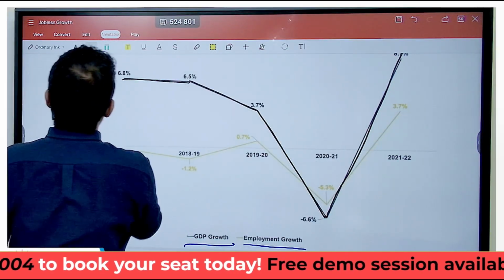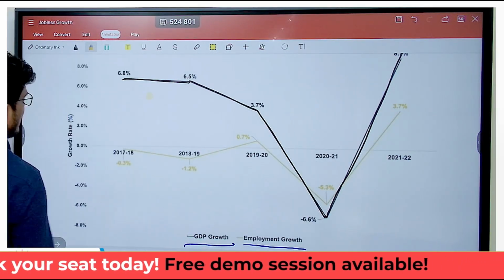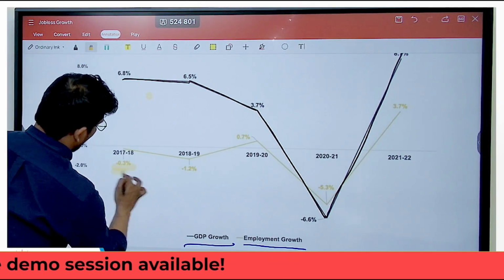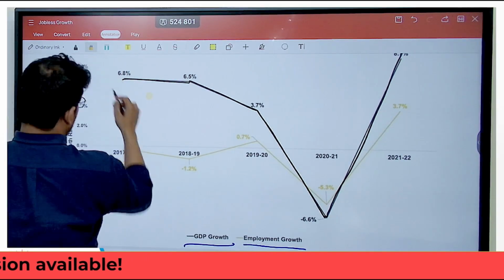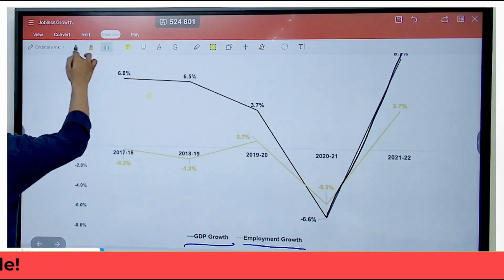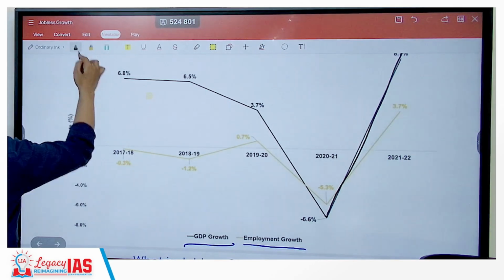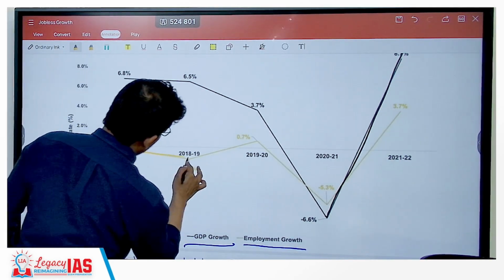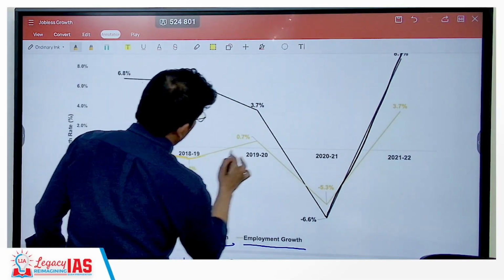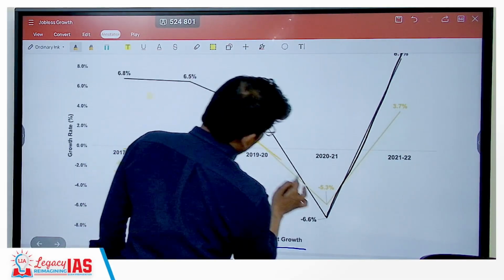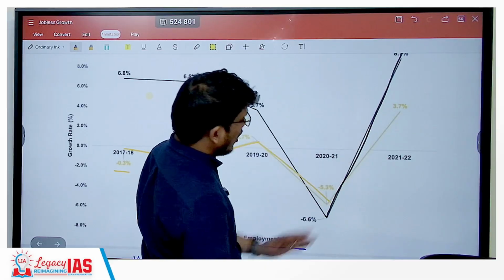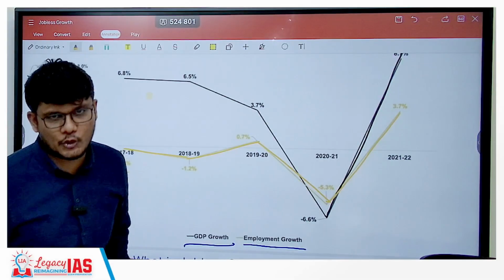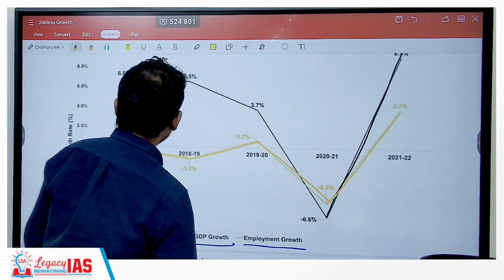But as far as the employment rate is concerned, GDP growth is so high, yet employment rate is negative 0.3. It is still negative. So it is not in sync with the GDP growth rate, right? Here it's down, minus 1.2. It goes up, but 0.7 only. It goes down, and GDP has gone up, but the employment rate has not gone up by much. I hope that's clear. So what is happening?